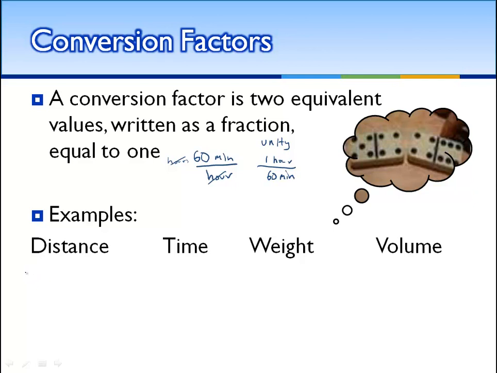For distances, of course, you should know how many feet there are in a mile. If you don't know that number already, memorize it. 5,280 feet is equal to 1 mile. You also ought to know a couple of the things from the metric system. That is, 1 meter is 100 centimeters. And you ought to know that 1 kilometer is 1,000 meters.